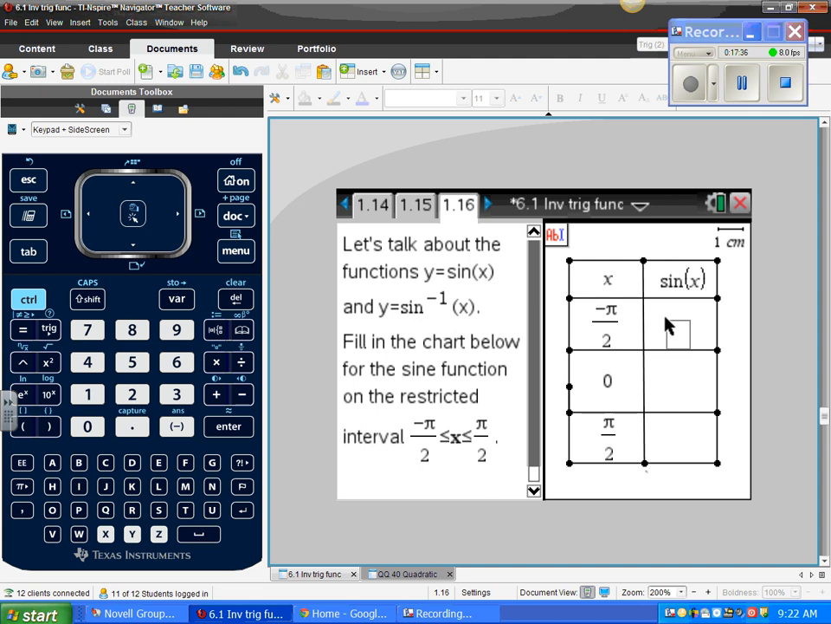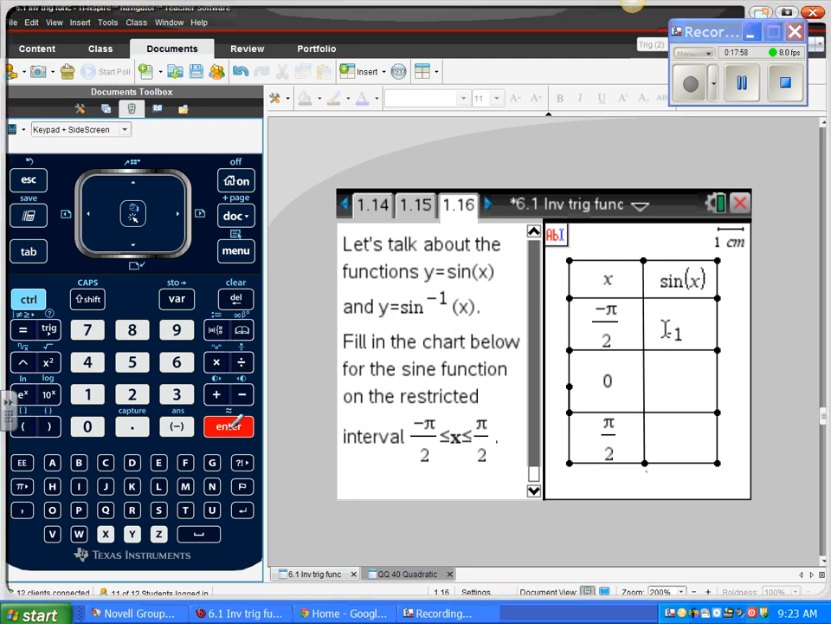This is negative 90. Negative pi over 2 is negative 90. But what is sine of negative pi over 2 equal to? Negative 1. Thank you. Why? Here's sine. Agreed? I go back this way. Looks like this. Agreed? Here's negative 90. What's it equal to? Negative 1. Okay. All right. What about at 0? 0.